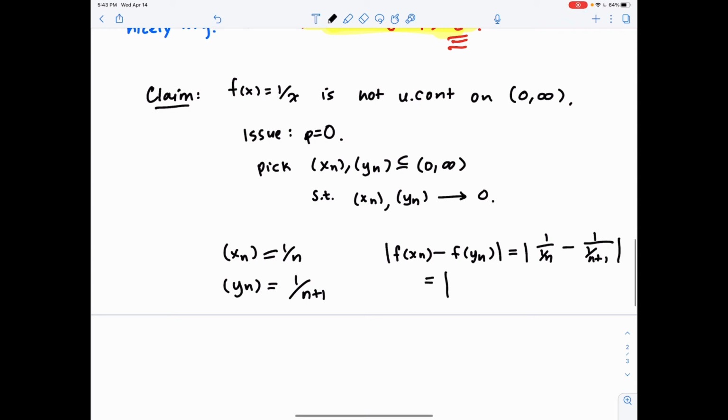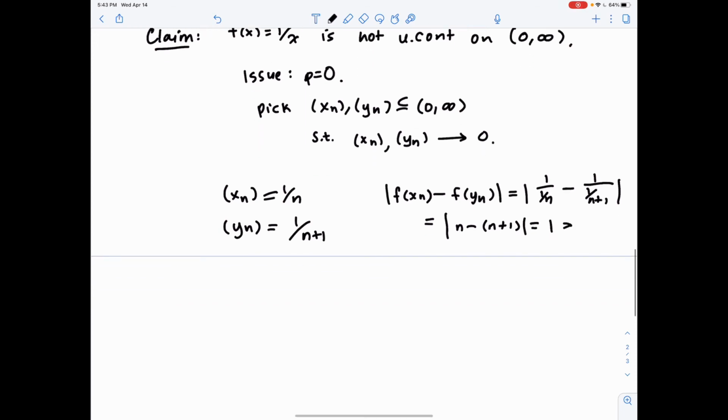So that flips, and I'm just doing n minus n plus 1, and notice that if I take that absolute value, I get the number 1. Well, that's awesome, because that's going to be greater than or equal to epsilon for any epsilon that we pick to satisfy that condition. So as long as I pick an epsilon that's less than or equal to 1, we're good to go.